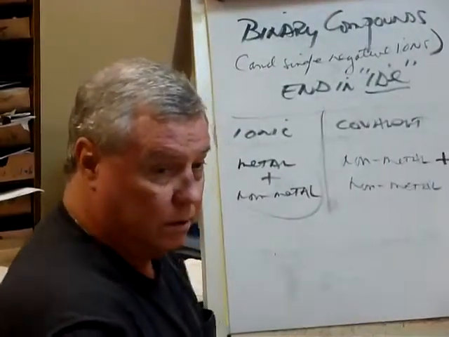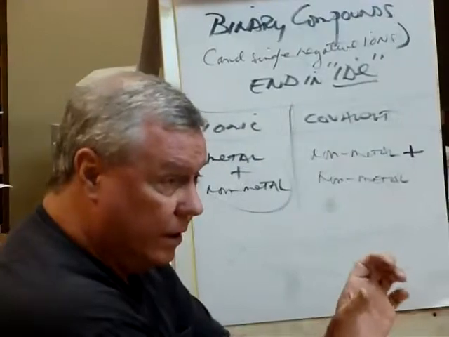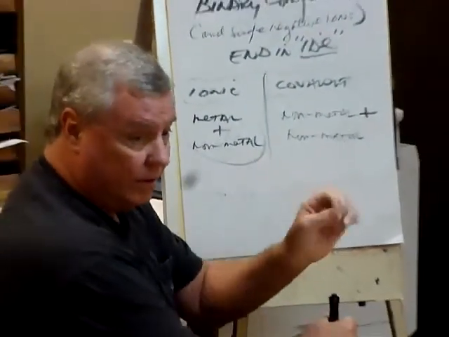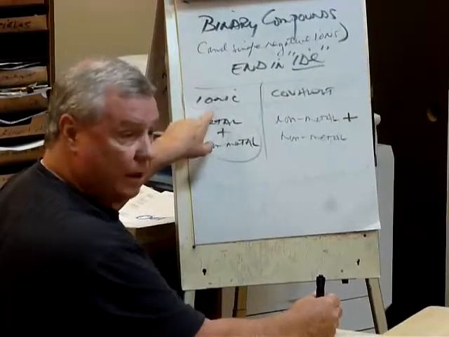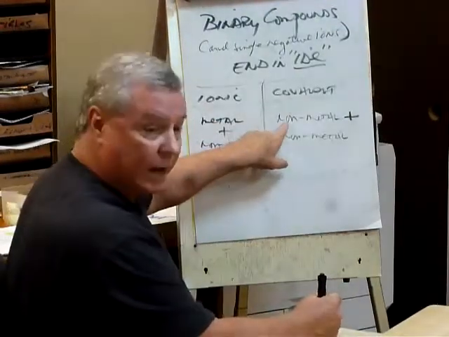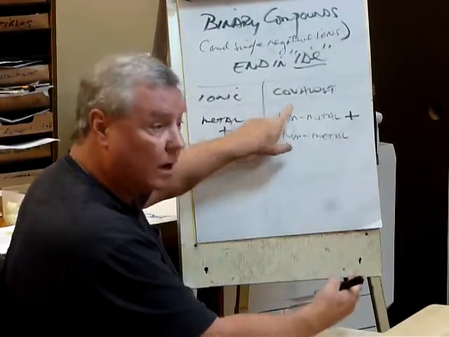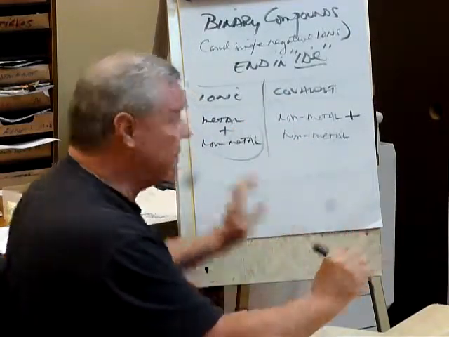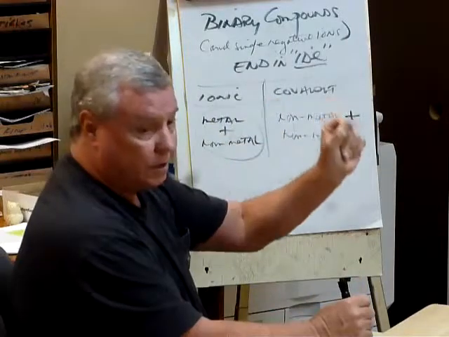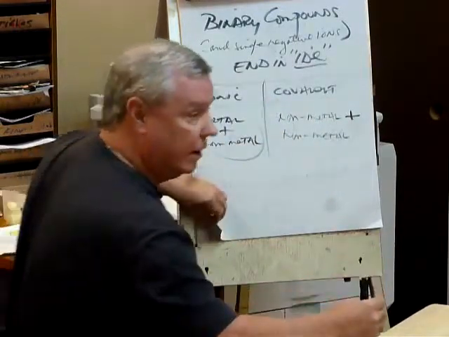It's real simple. You look at a compound, all you have to do is look at the first element in the compound. If it's a metal, the compound's ionic. If the first element is a non-metal, the compound is covalent. It's that simple. So you can distinguish between ionic and covalent just like that. Look at the first element in each compound.